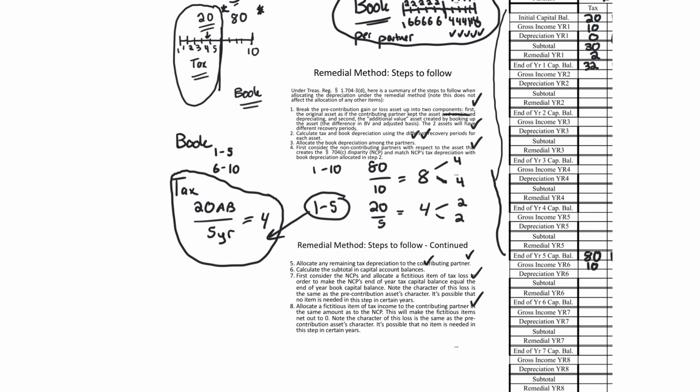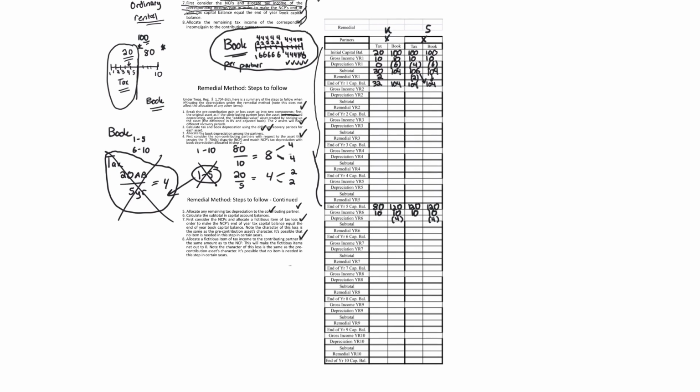Uh-oh, we don't have any. In years 1 through 5, it was wiped out. Tax depreciation's gone because we've taken $20 of tax depreciation over years 1 through 5. You can't just create tax depreciation. The asset's been fully depreciated. So there's no tax depreciation for either party. So we don't have anything to allocate. There's nothing to give to either party. Then we do the subtotals.